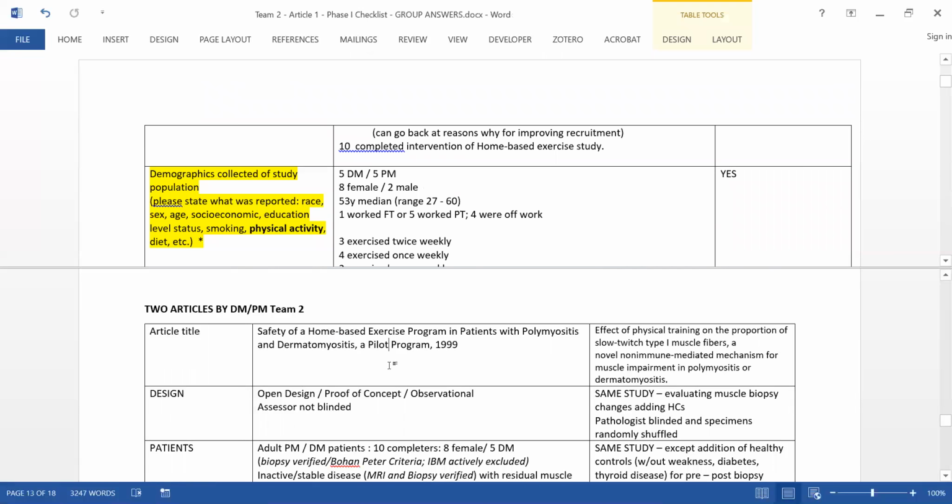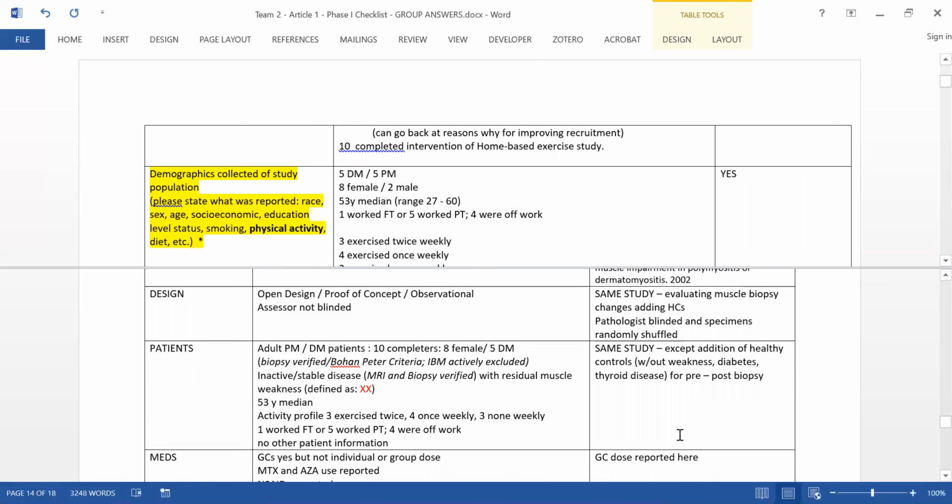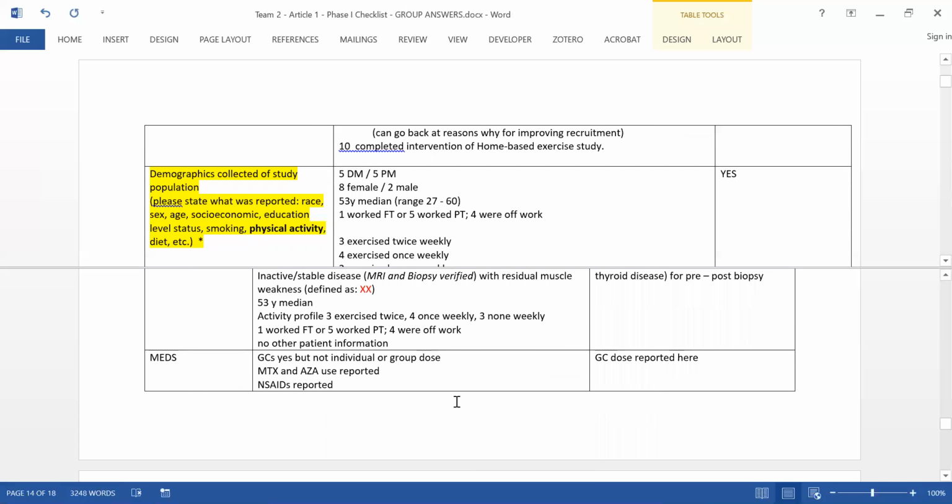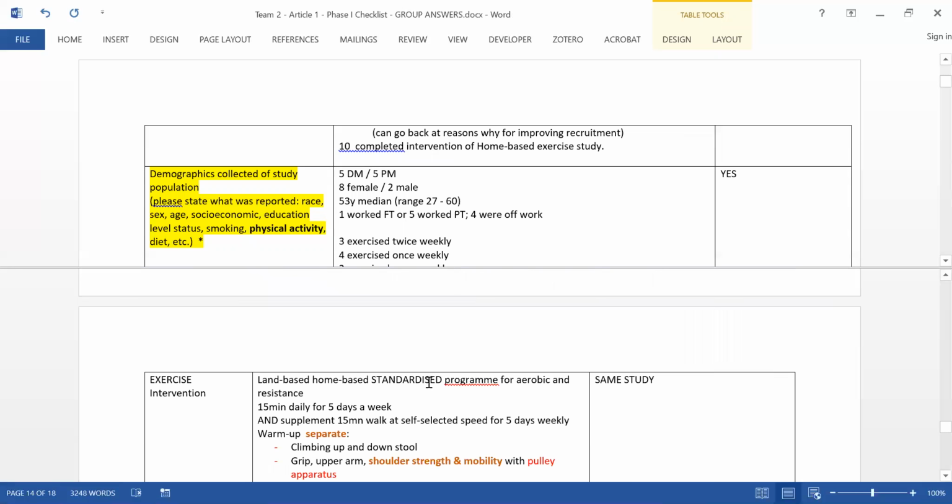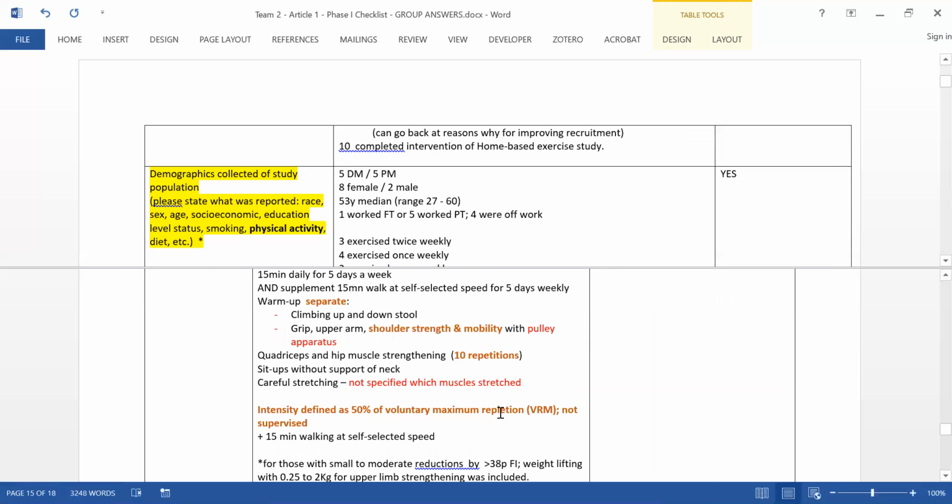And so there's a place for the article talking about the design here. Notice the 2 articles, article on the left, article on the right. I think this one is from 2002, if I'm not mistaken. But you just have to put the title, really. The dates are fine. And the design, and then the patient population. So we're just extracting the most important objects here. Medicines, how they handle the medicines, basically, and the exercise program.